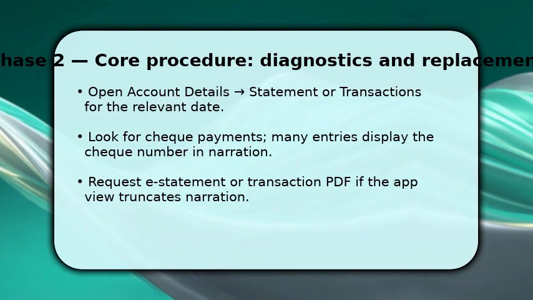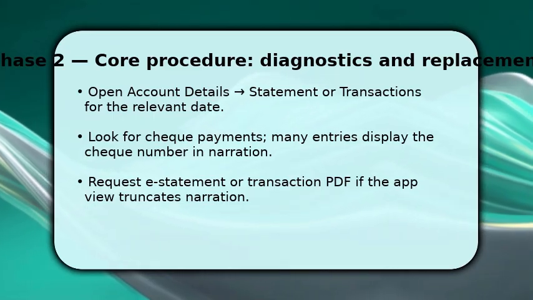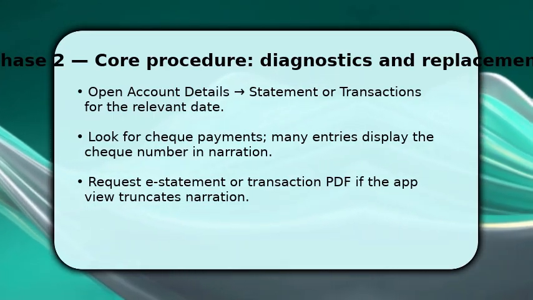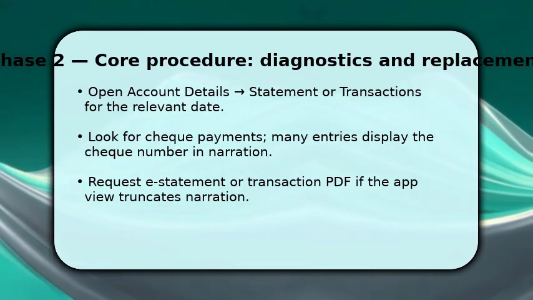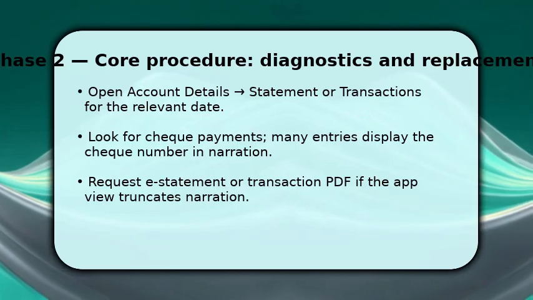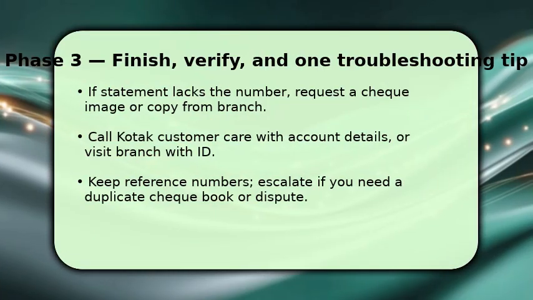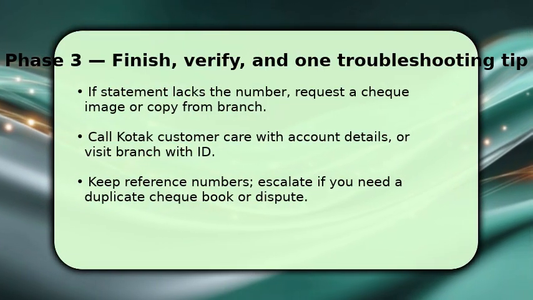If the app truncates text, download the e-statement or transaction PDF, because the full narration often contains the complete check serial. Make sure to check both debit and pending transactions. To finish, verify the found number against the physical leaf or statement image.